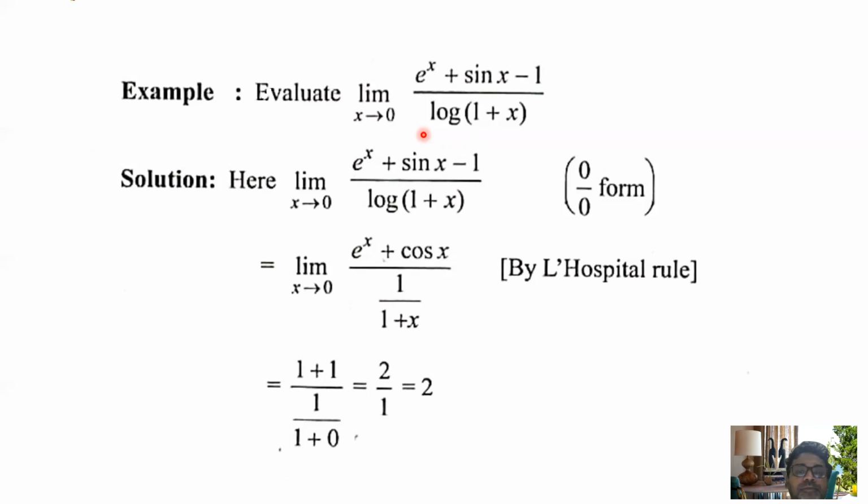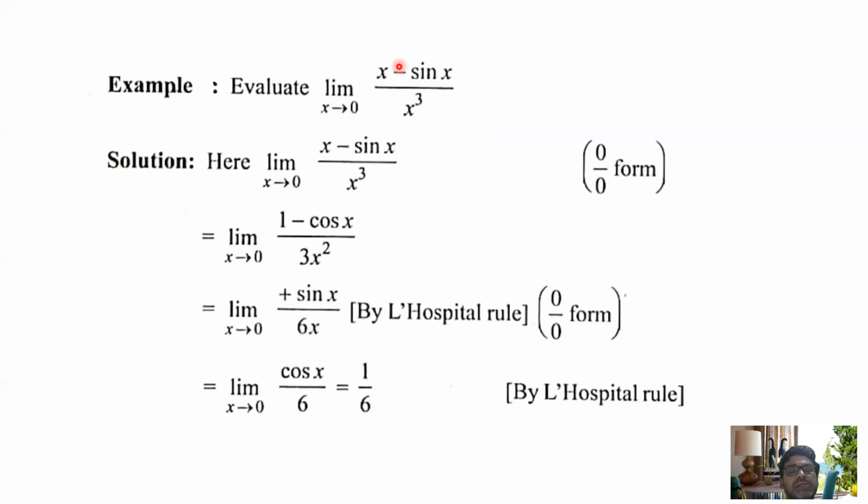Okay, next example: (x - sin x)/x^3. Same way, if I put x equals 0, that is 0 - sin 0, which is 0, so 0 - 0 is 0, and x cubed at 0 is 0. So ultimately it is 0/0 form. Then what do you do?